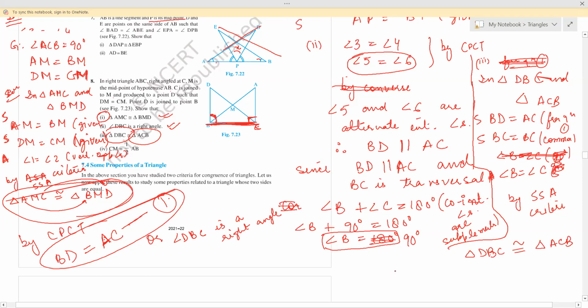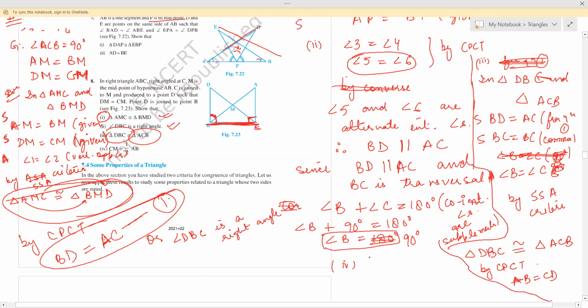Okay, fine. Now the last part is remaining. CM is half of AB. This we have to show fourth. Use here by CPCT. When the two triangles are congruent, that means AB is equal to CD. This we can show. Okay, so this much part 3 we have done.